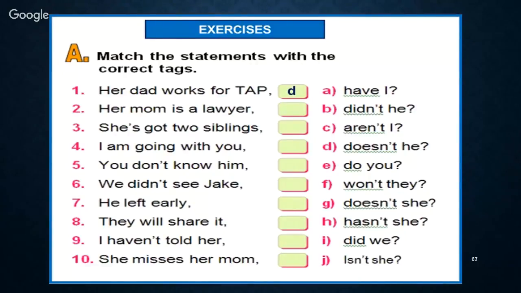So can I interact with the students? Can you hear me? If you know the answer, please unmute the mic and give me the answer. The first one has already been done for you. Her dad works for TAP. Hello. If you know the answer, you can unmute your mic and you can interact.